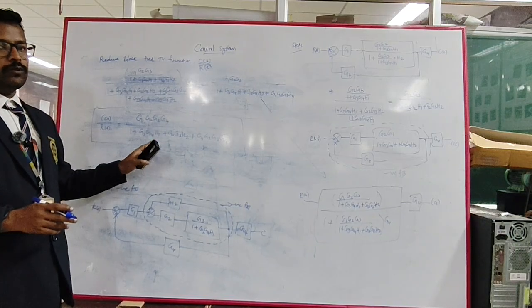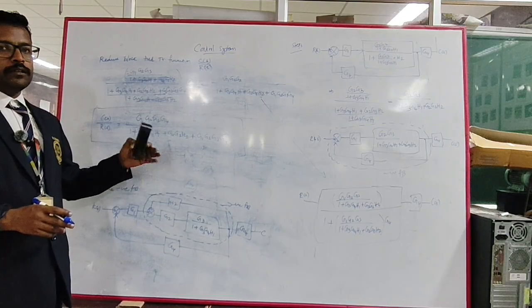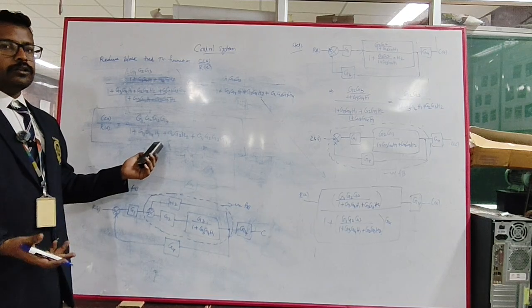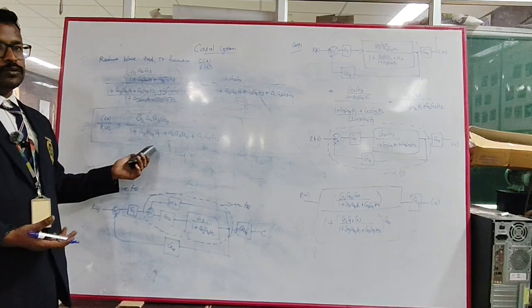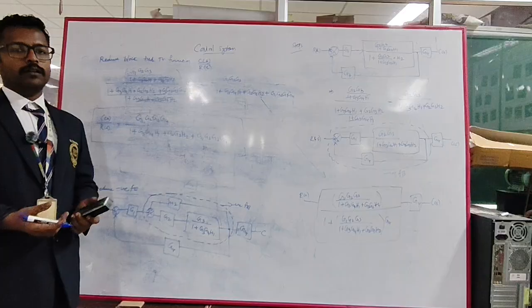This will be useful for analyzing the control system, that is, defining the whole transfer function of the system, and also to design the controller for the system. It will be very useful. So that's why you are reducing the blocks of the system.